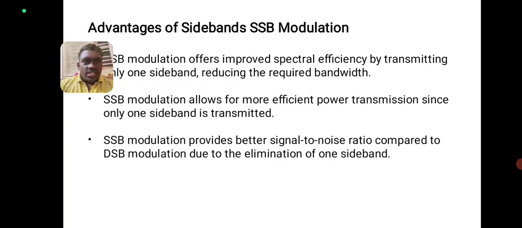Advantages of SSB modulation. SSB offers improved spectral efficiency by transmitting only one sideband, reducing the required bandwidth. SSB modulation allows for more efficient power transmission since only one sideband is transmitted. It also provides a better signal to noise ratio compared to DSB due to the elimination of one sideband.